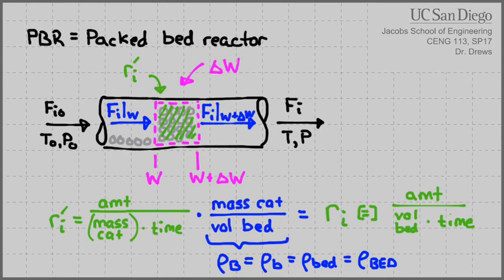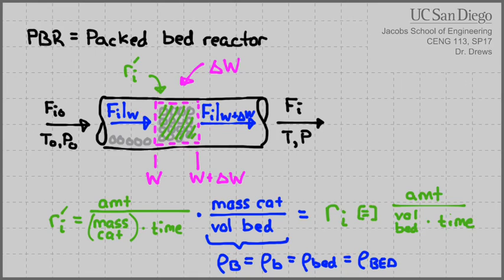The easiest way to figure out whether you need to do that conversion is just to check your units. If your rate law is given as per volume of bed, and you're talking about the weight of a catalyst, then you'll probably need that term. If it isn't, then you're on the volumetric term. If you're using a packed bed reactor, you will almost always need to use this term. If you're using a plug flow reactor, you don't have a choice.